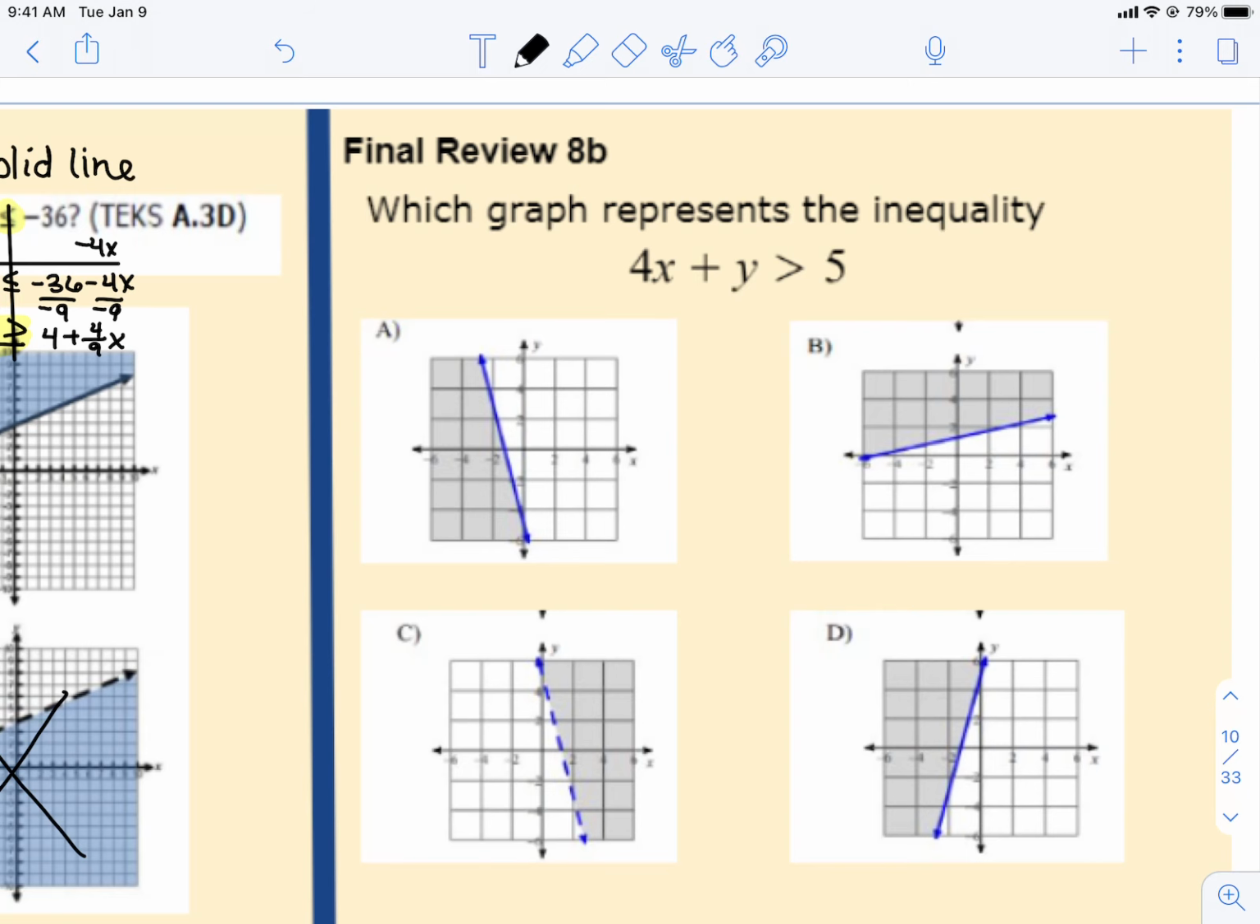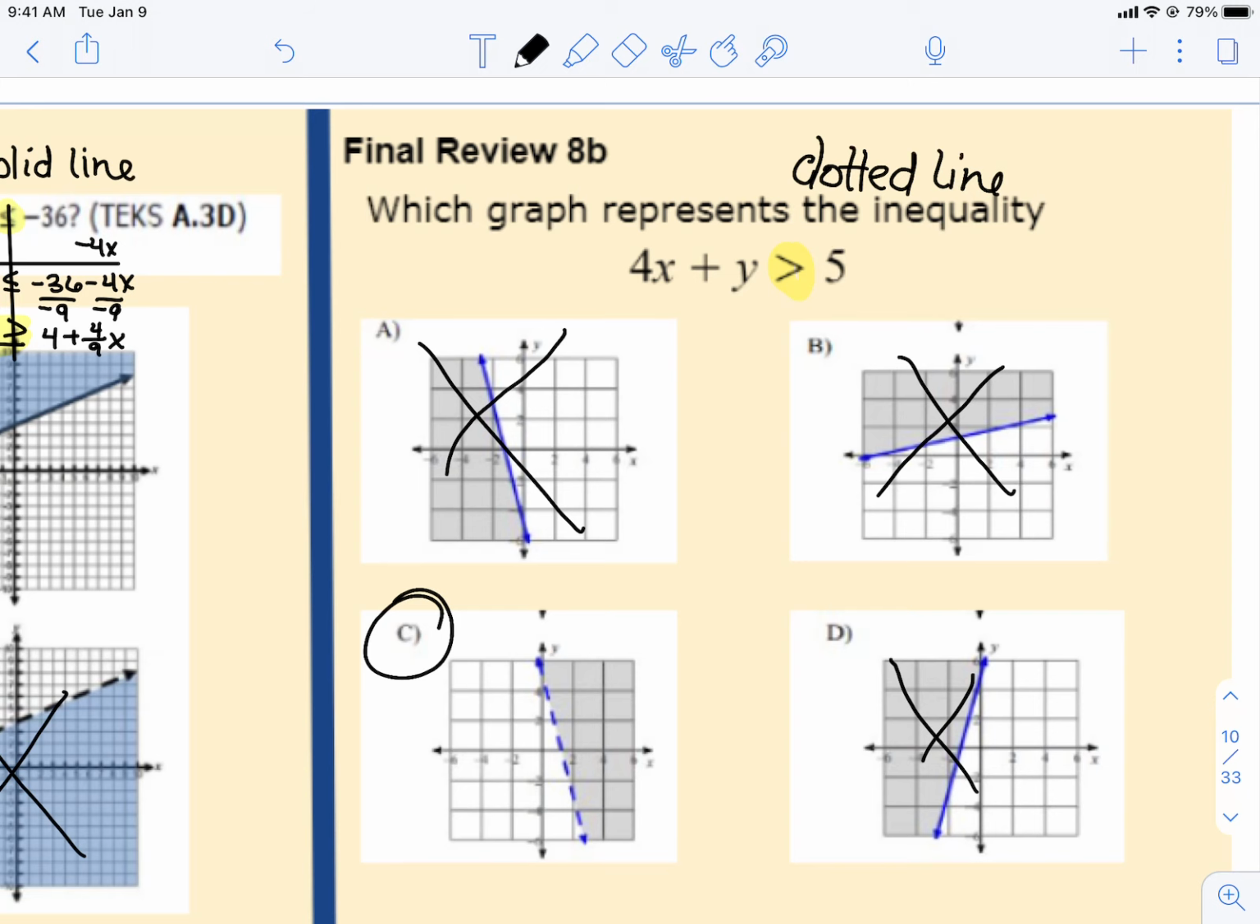8b. Based on the inequality sign, we should have a dotted line, which eliminates A, B, and D, so your only option is C. But you would need to solve for y to make sure that you're going to end up shading above.